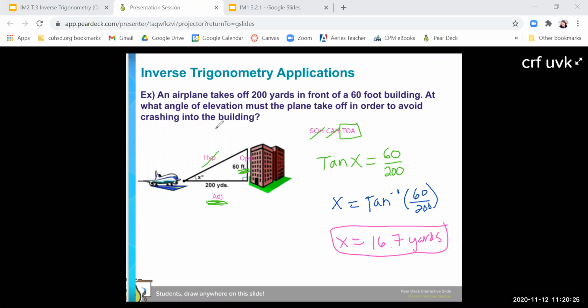So the next two problems on the slide deck are application problems that I would like you to do also as practice, okay? And then there is a slide that has the solutions for you that you can check your work on as well.